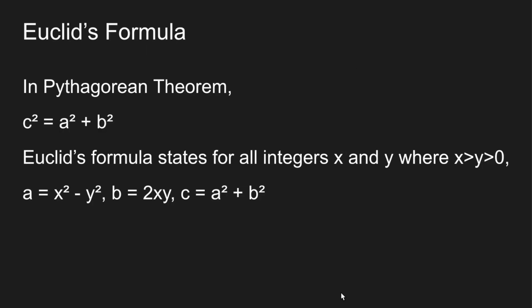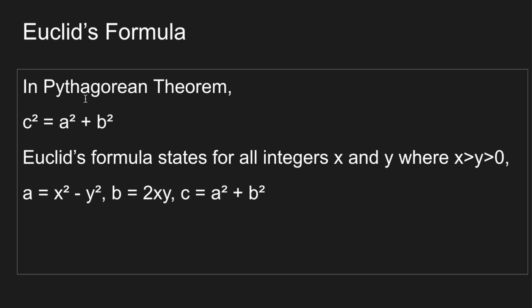Now the more efficient way to solve it is we can use Euclid's formula. And I know most of us are not familiar with Euclid's formula, so I'll go over it real quick. In the Pythagorean theorem, c squared is equal to a squared plus b squared. Now Euclid's formula tells us that for all integers x and y, where x is bigger than y and y is bigger than 0, a can equal x squared minus y squared, b can equal 2 times x times y, and c will equal x squared plus y squared.